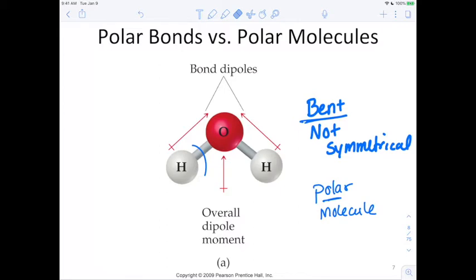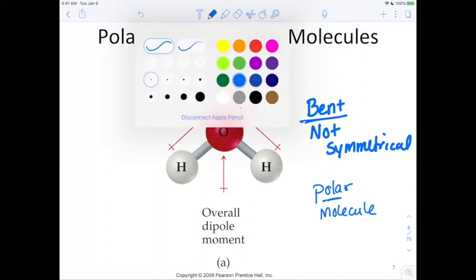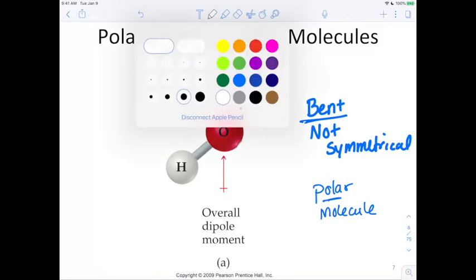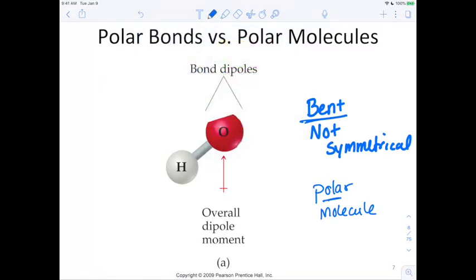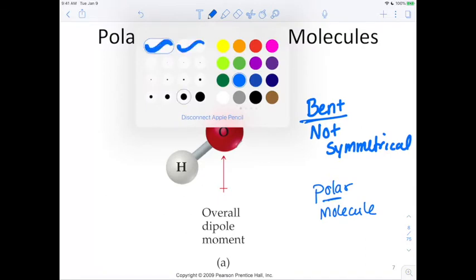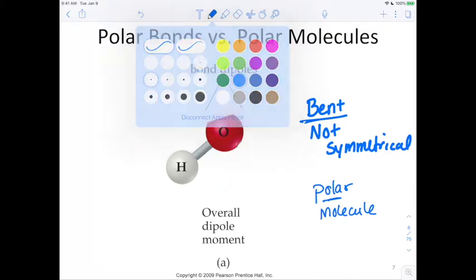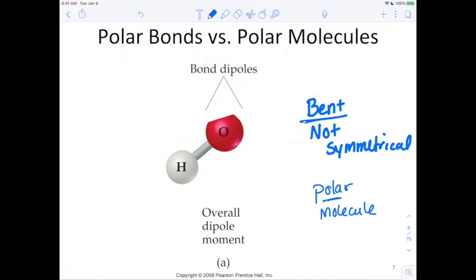All right, so next up, we've got to decide whether or not it has polar bonds. So I'm going to look at just one of the bonds. Let's get rid of the other one. All right, so I'm looking at just the hydrogen and oxygen.